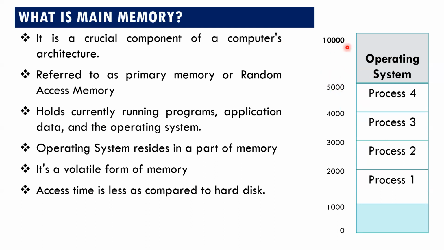So this is called the high memory area, and 0 to 1000 is called the low memory area. So generally the operating system will be loaded into the higher memory area.